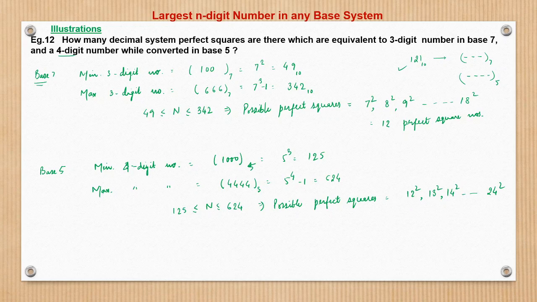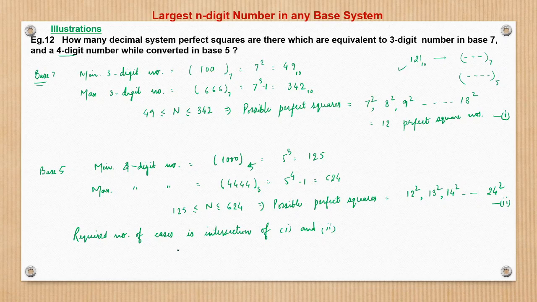So we have to find how many numbers are there which when converted to base 3, base 7 is a 3-digit number, and when converted to base 5 is a 4-digit number. So that answer would be an intersection of these two. So the required number of cases is the intersection of 1 and 2, right? So here it is 7 to 18, here it is 12 to 24.